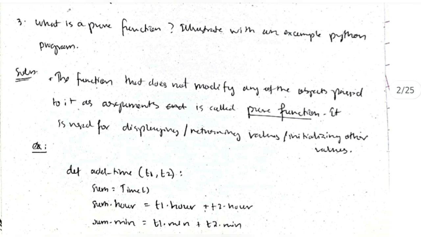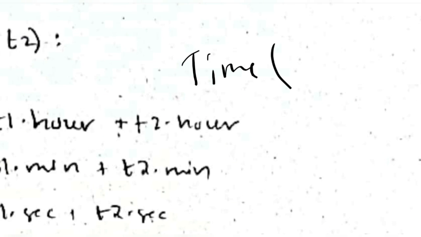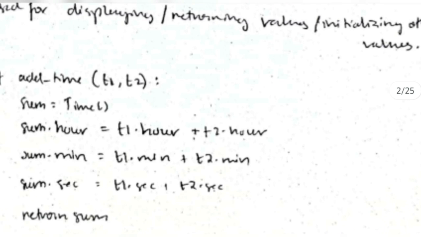Then the third question is about pure functions. Illustrate the example with a Python program. So what do you mean by pure function? A pure function means it does not alter any value. So if there is a function here, like Time, and I'll pass the class name and this is the object. Now the pure function will just print the values or return the values. Like I have taken an example here.